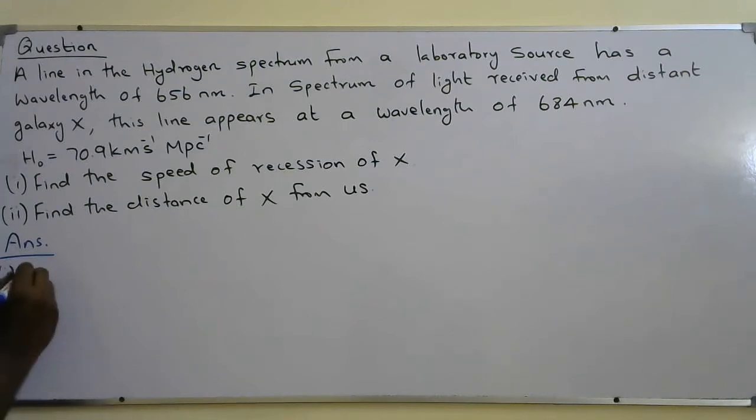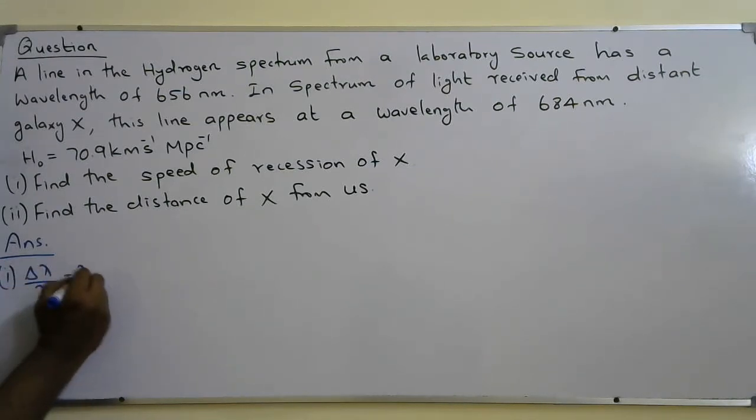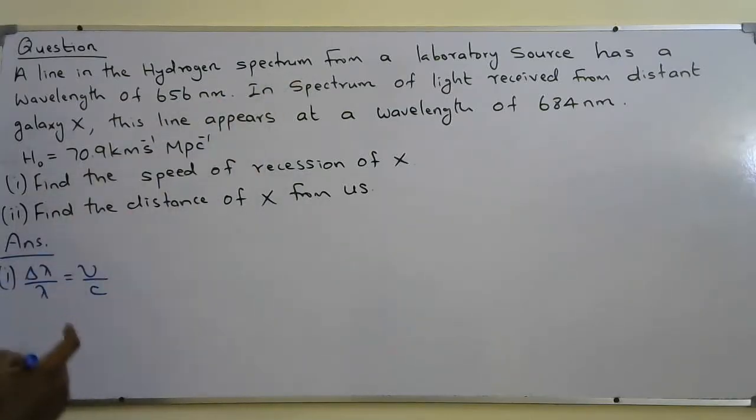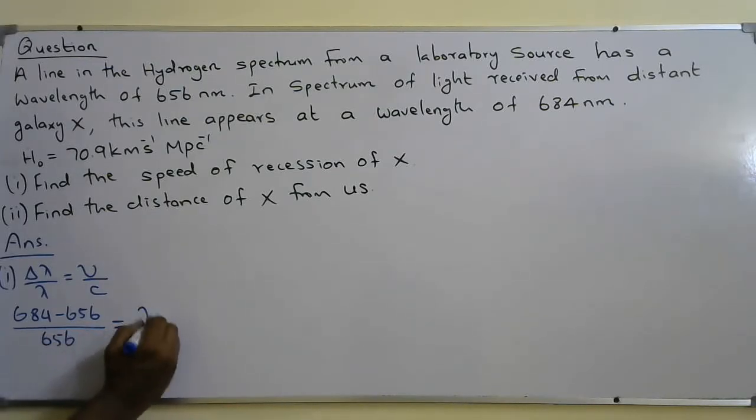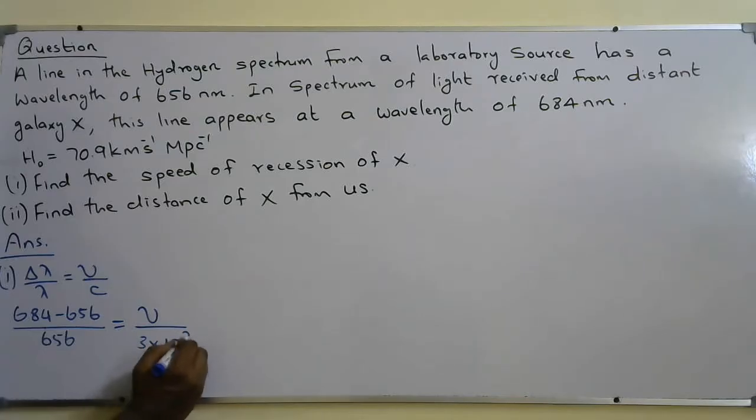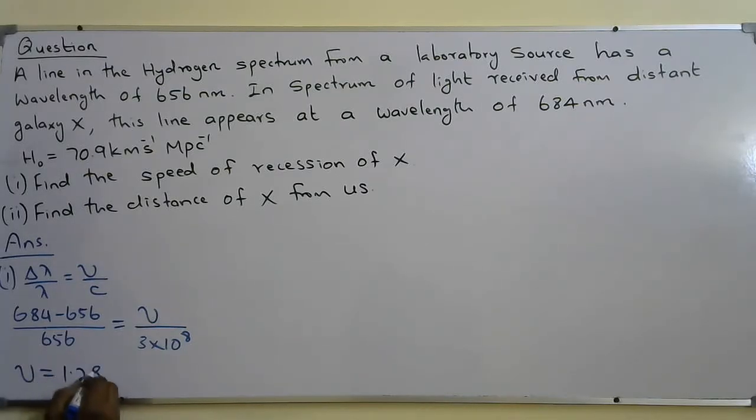So first part, delta lambda over lambda equal V over C. So delta lambda means the difference between 684 and 656, over the actual, the laboratory wavelength, that's the actual wavelength, 656, equal V, the speed of recession, over 3 into 10 to the power 8. So you solve it, you will get the speed. So speed of recession will become 1.28 into 10 to the power 7 meter per second. So relative to us, it's moving away from us at this speed.